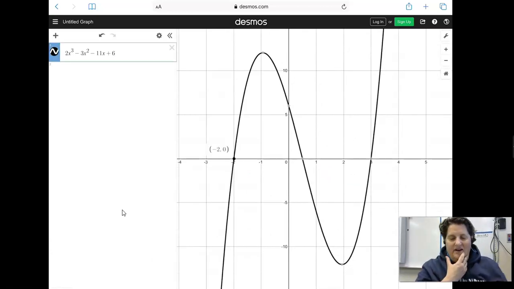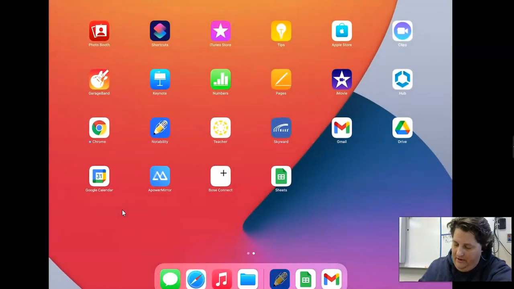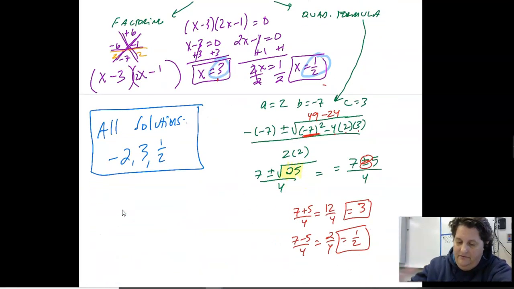Where does it cross right there? -2. Where does it cross right there? 0.5. That's 1/2, and 3. So I can see that my solutions are -2, 1/2, and 3. And what did I get over here? -2, 1/2, and 3.